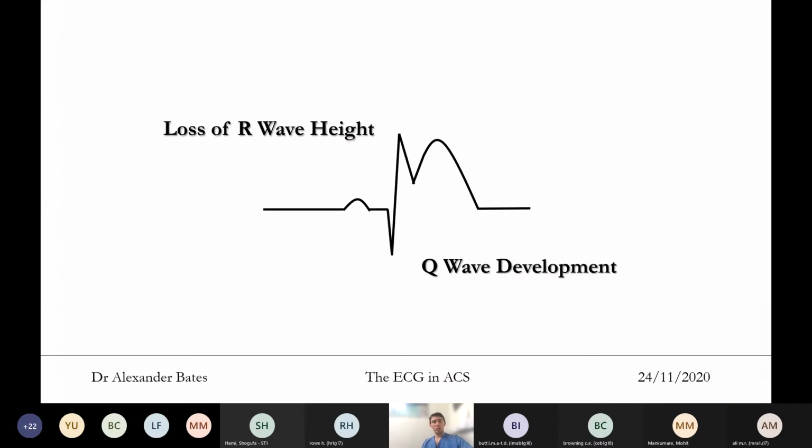Q wave development. So this is probably a patient who's been having a STEMI and had it for some time. We're talking probably in the realms of more like 4 or 5 hours now. Q waves start to develop. Q waves are synonymous with parts of the myocardium dying. And when I say that, I mean the full thickness of the myocardium is about to die.